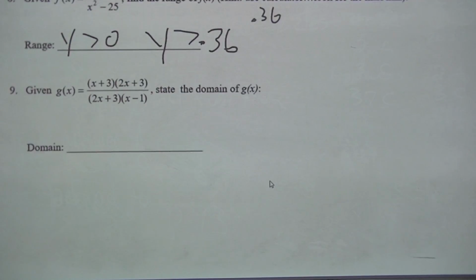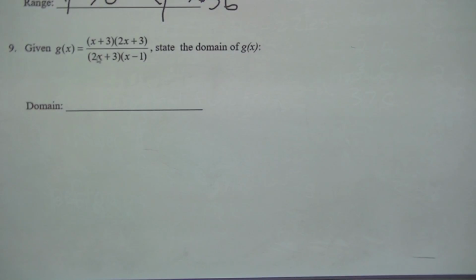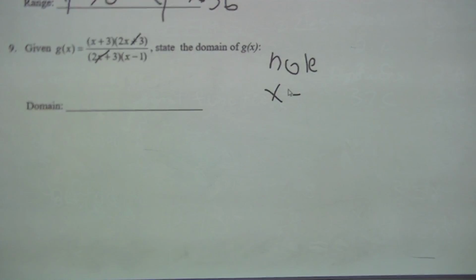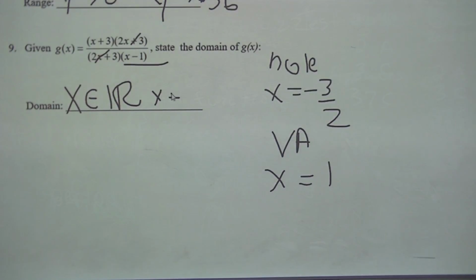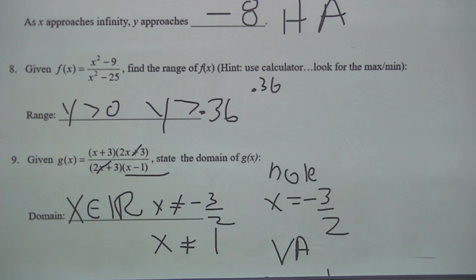Going on to number 9, state the domain. Because these are all alike, I can cross those off. So that means I have a hole at x equals -3/2. Now what's left over is this in the denominator. So my vertical asymptote is x equals 1. So my domain will be all real numbers except x can't equal -3/2, and x can't equal 1. Whatever those are, you have to put those. Those are called the exceptions.